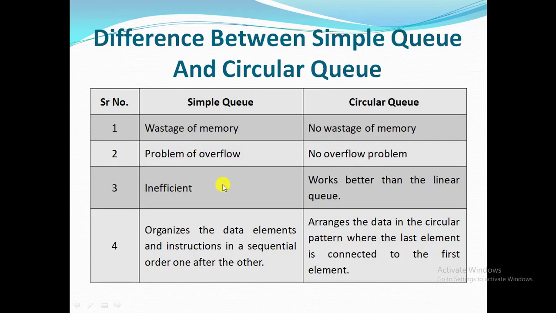Next we'll see what is the difference between simple queue and circular queue. In the simple queue, memory wastage is more and there is no memory wastage in the case of a circular queue. Then the problem of overflow exists in simple queue, but the problem of overflow does not exist in the circular queue. Simple queue is inefficient and circular queue works better than linear queue.